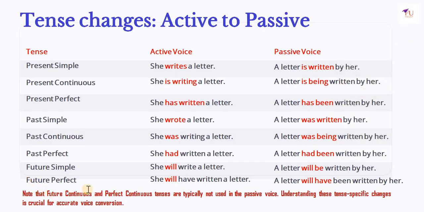Now note, future continuous and future perfect continuous tenses are typically not used in the passive voice. Understanding these specific tense changes is crucial for accurate voice conversion. We do not use those in our conversation.